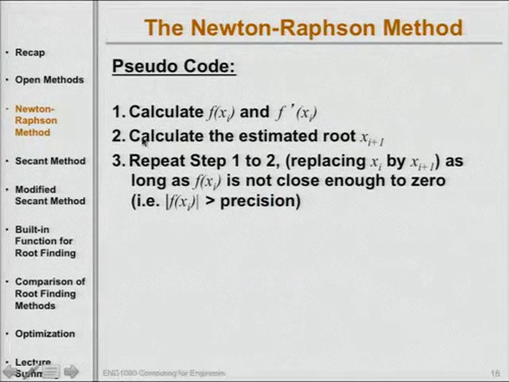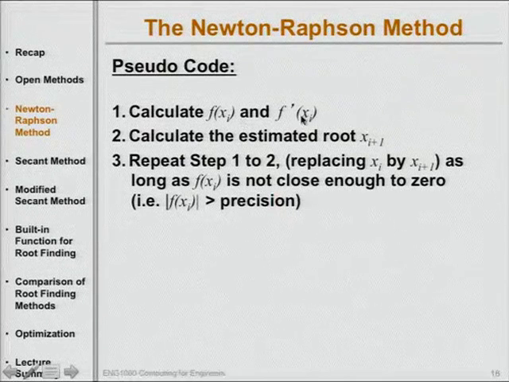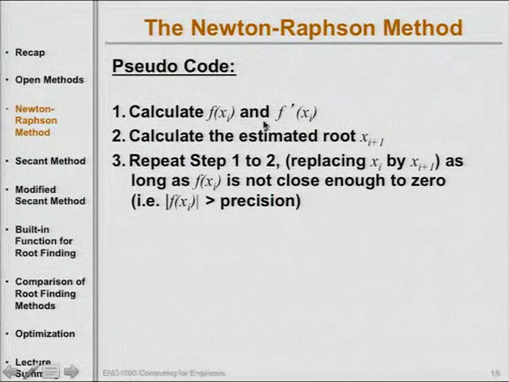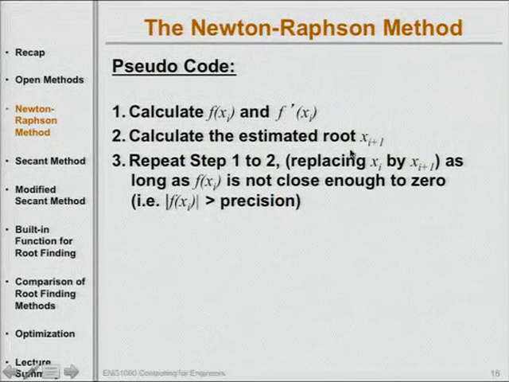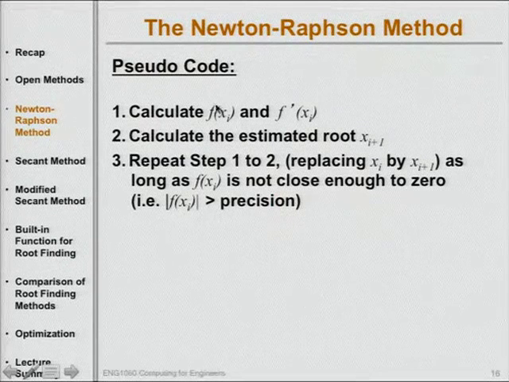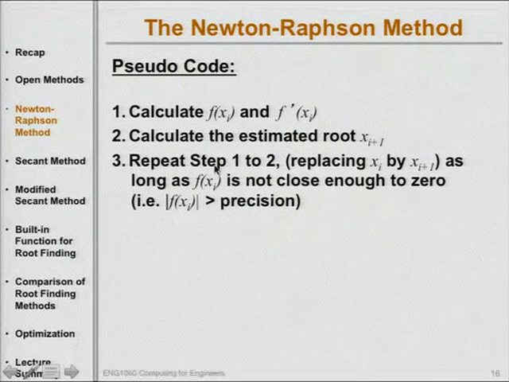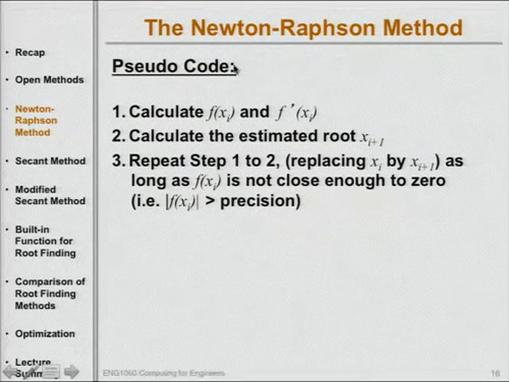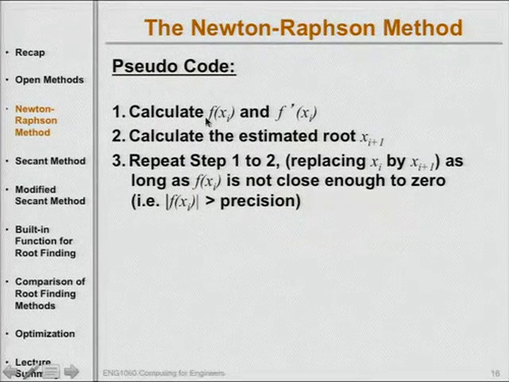So let's have a look then at some pseudocode for this. Basically, to start this off, you need the function value at xi and you need the derivative at xi, where xi here is our starting guess. We calculate our new guess of the root, and then we just keep on repeating steps 1 and 2. So do you think you're going to need to use a for loop or a while loop in something like this?